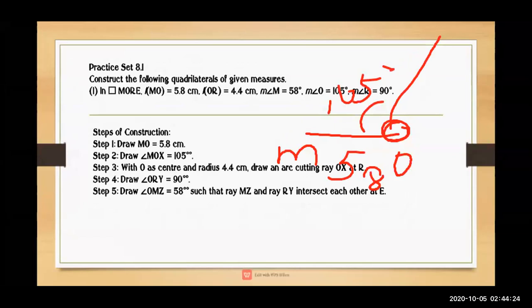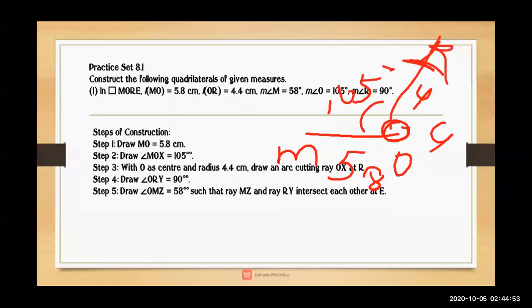Then what you have to do? You have to take center O and radius 4.4 centimeters. 4.4 centimeters is the measure of OR. That means here you have to take 4.4 with your compass and make an arc that will be 4.4 centimeters, and you will name it OR.